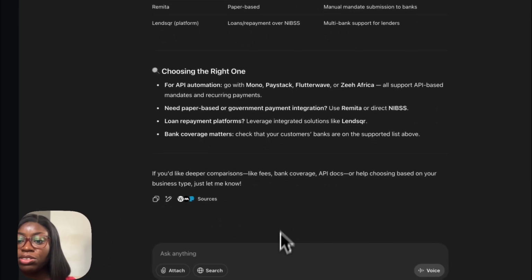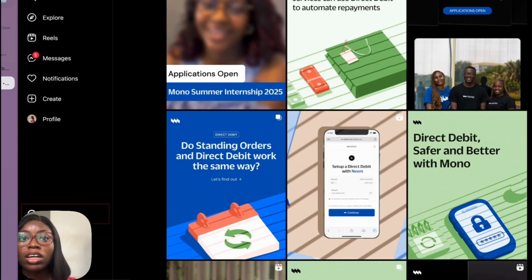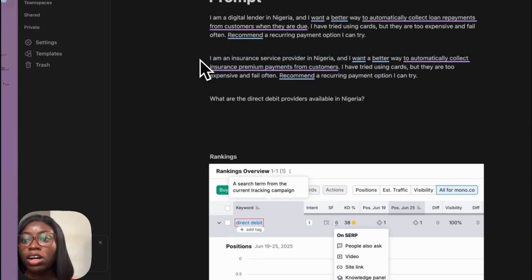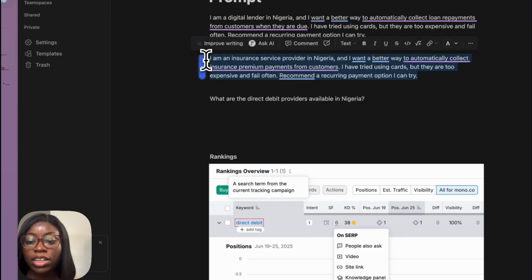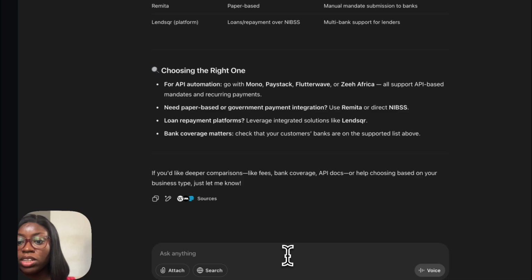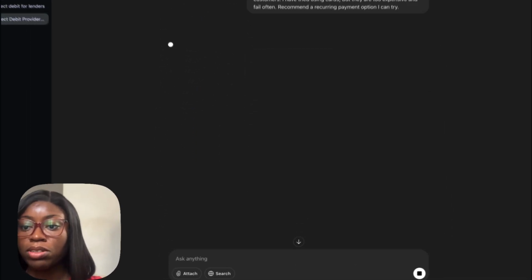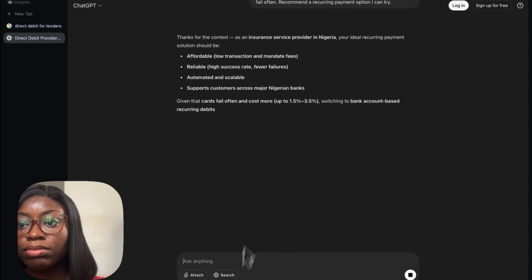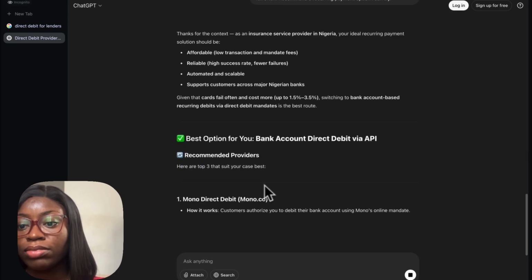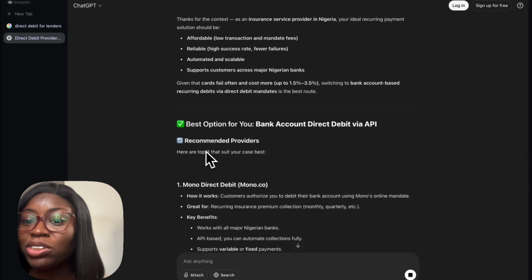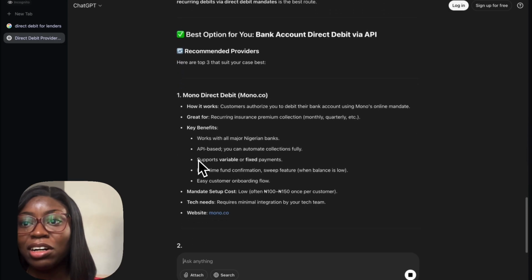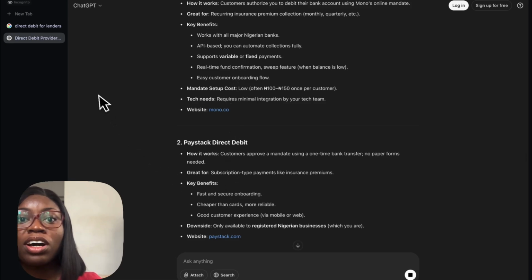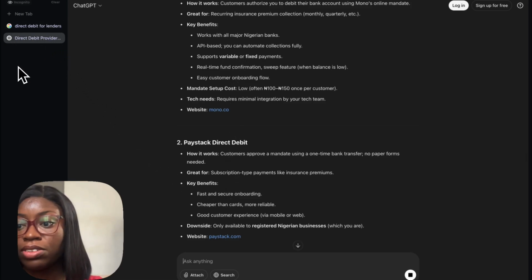So let's also try something else because I have a prompt that we can try. So we are asking that, I'm an insurance service provider and I'm looking for a better way to collect recurring payment. Let's see what comes up. So it recommends Mono Direct Debit in the top three, then other providers as well. So let me show you something else as well.